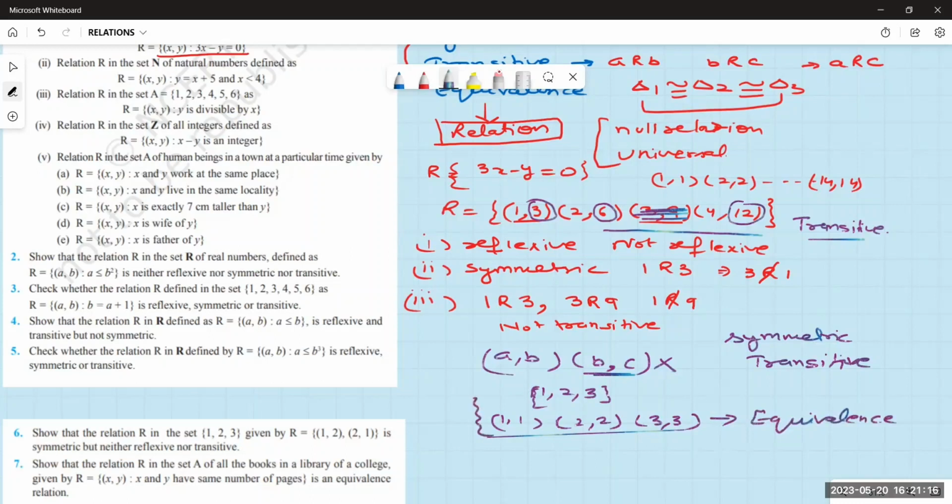Is the condition clear? Even if the condition of symmetric or transitive is not there, in another question it will be more clear. We will say it is transitive, it is symmetric. Okay?